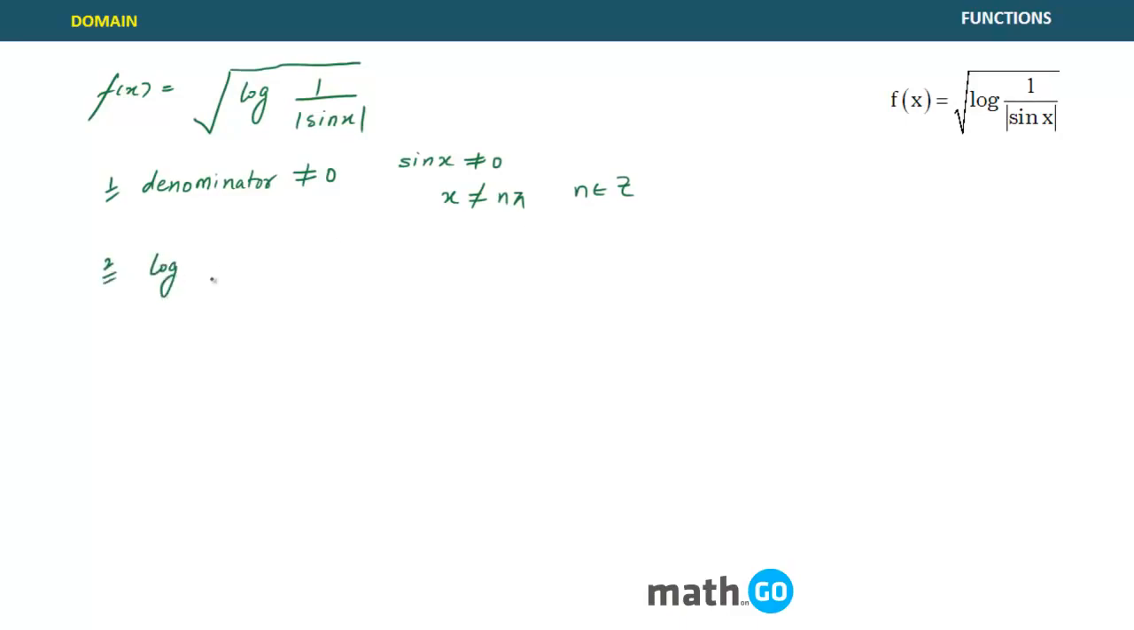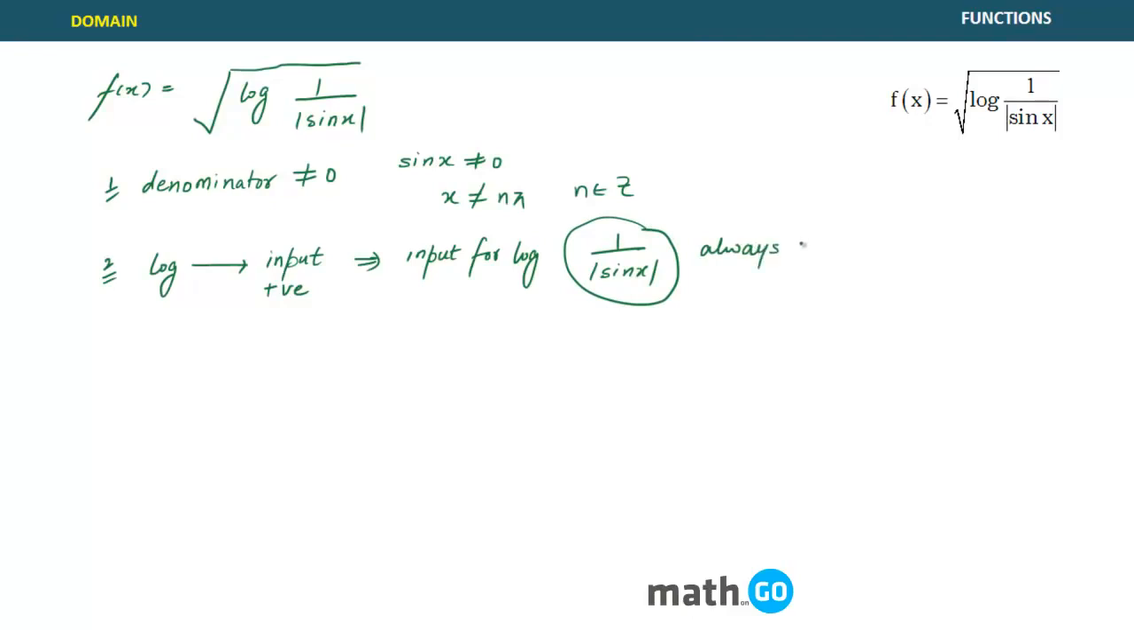Second is the log. Log says the input should be positive. What is the input here? Can you tell me what is the input? So the input for log is 1 by mod sin x. What do you mean by a modulus function? Can you tell me that this function is always positive, right? So that means the condition of log is also satisfied. So it will work for every value of x belonging to R minus this particular answer, right? Let's say this is 1, right?